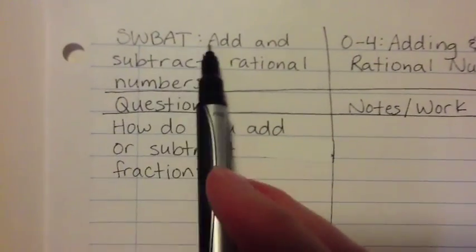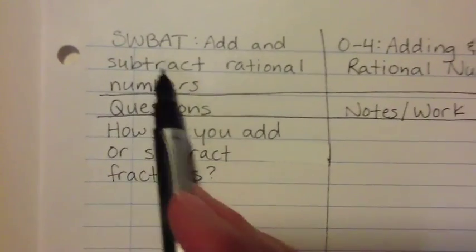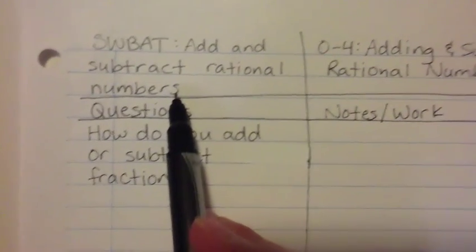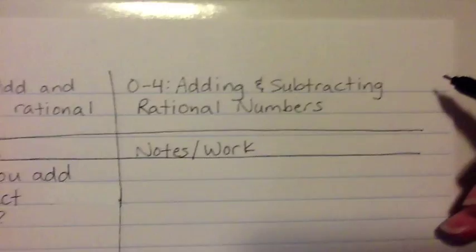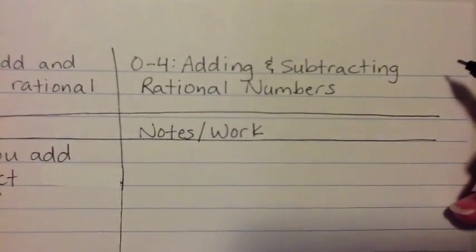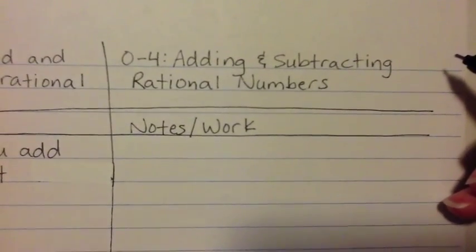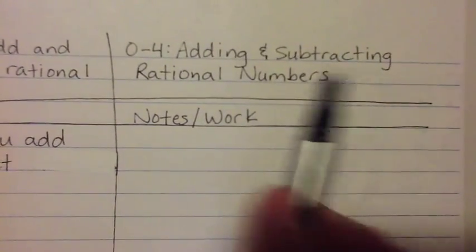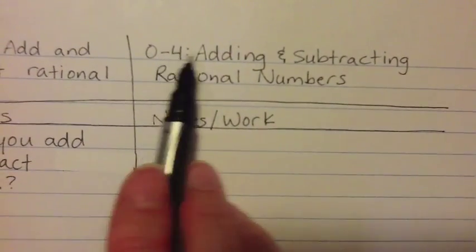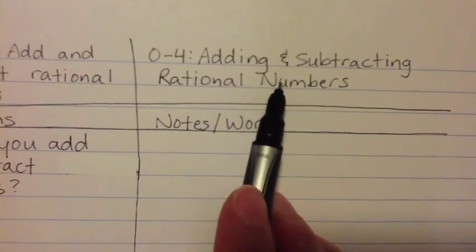Our SOABAT for this evening is to add and subtract rational numbers. And when I say rational numbers today, I'm going to be referring to fractions and decimals of the positive and negative variety. We're in Chapter 0, Section 4, adding and subtracting rational numbers.